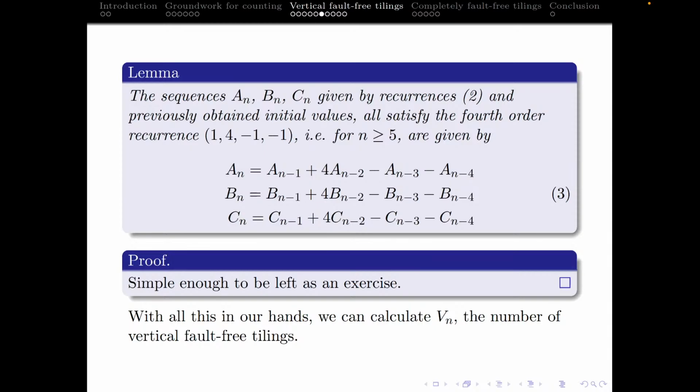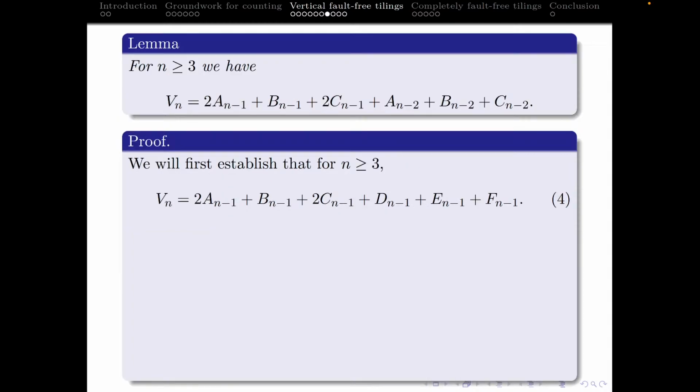Now we can start looking forward to calculating Vn. We first get this recursion for Vn, where we express Vn only in terms of an, bn and cn and their previous terms. Something explains these coefficients here for 2an minus 1 and 2cn minus 1, as we will see ahead. First of all, we get this an minus 2, this bn minus 2, this cn minus 2.